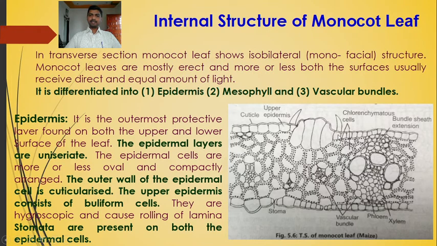Here we can see the epidermal layers. These are the bulliform cells. Bulliform cells or motor cells are also seen in the epidermal tissue system. Epidermal layers are uniseriate, meaning they are a single layer. It is protective in function.